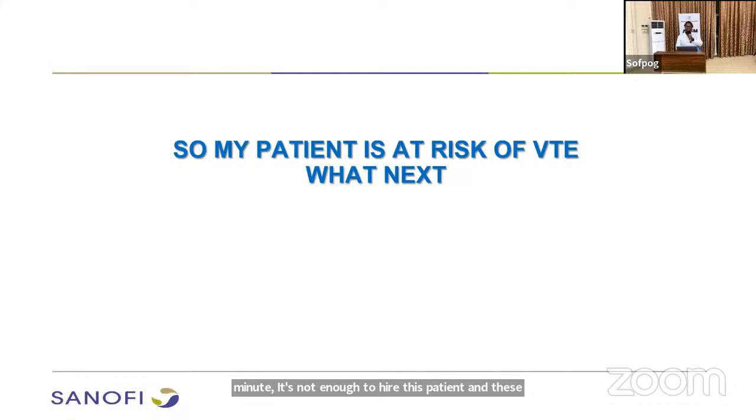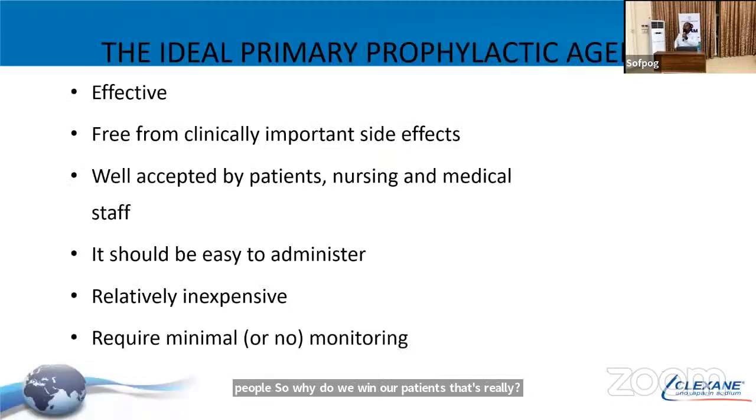So what do we do when our patient is at risk? What do we do for such patients? So we first have to look for an ideal prophylactic agent, and the most important part of it all is that it should be effective. It should also be available. It should be accessible. It should also be relatively inexpensive. Also, it should require minimal or no monitoring. And Dr. Koko mentioned the different monitoring parameters that we can use for the different antithrombotics that we have on our market.